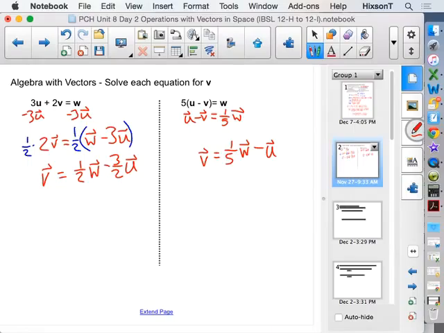Isn't it flipped? U minus 1/5 W? Oh, yeah. We got our signs mixed up. Negative, yeah, negative. There we go.